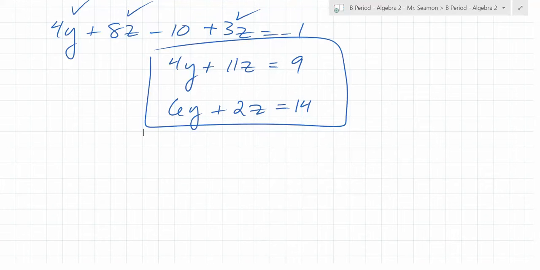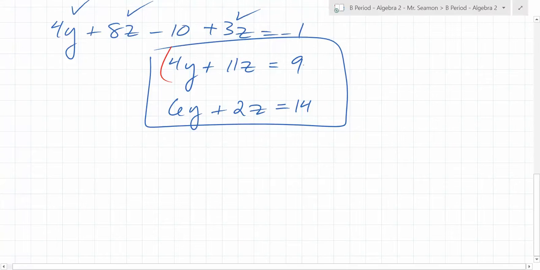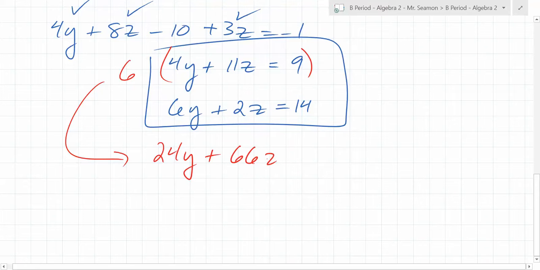I kind of like elimination because if you use substitution, you're going to have some pretty not nice fractions. Yeah, I'd rather deal with big numbers than nasty fractions that also have big numbers in them. So the easy way to think about it is, what do you want to multiply the top one by? Let's multiply it by 6, and I end up with 24y plus 66z equals 54.